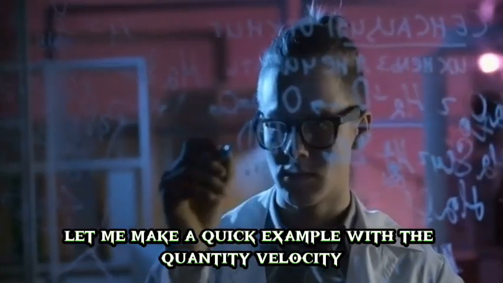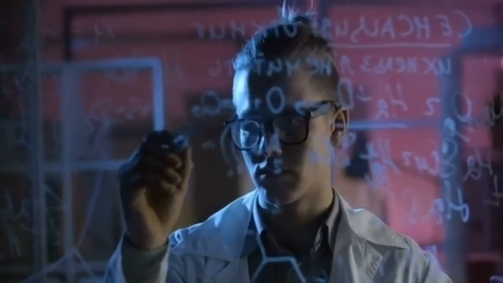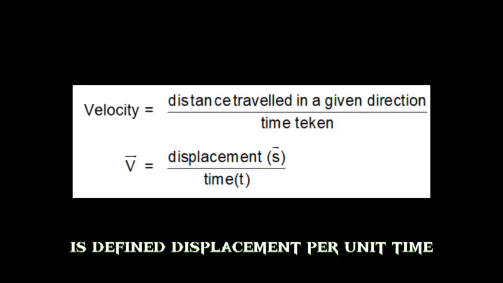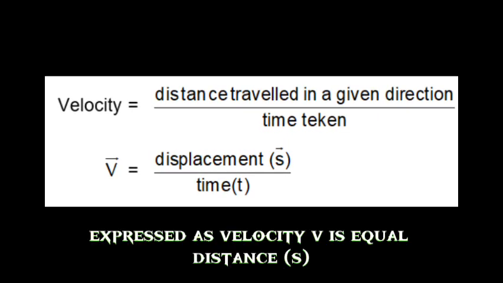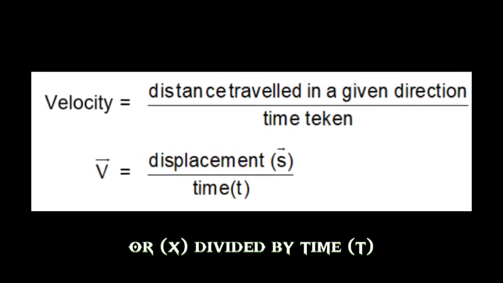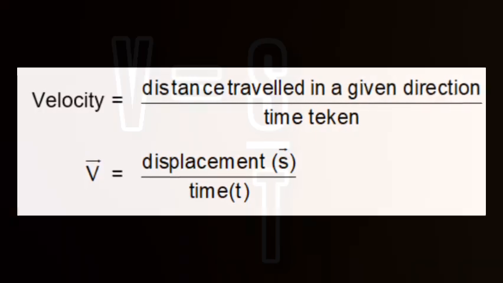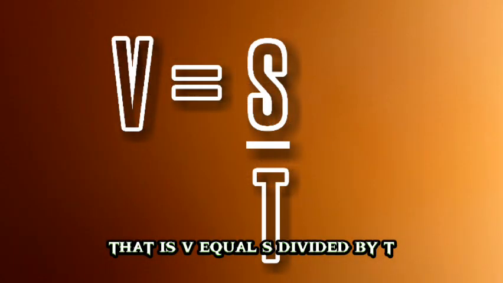Let me make a quick example with the quantity velocity. Velocity, as we know it, is defined as displacement per unit time. Expressed as velocity, V, is equal to distance, S or X, divided by time, T. That is V equals S divided by T.